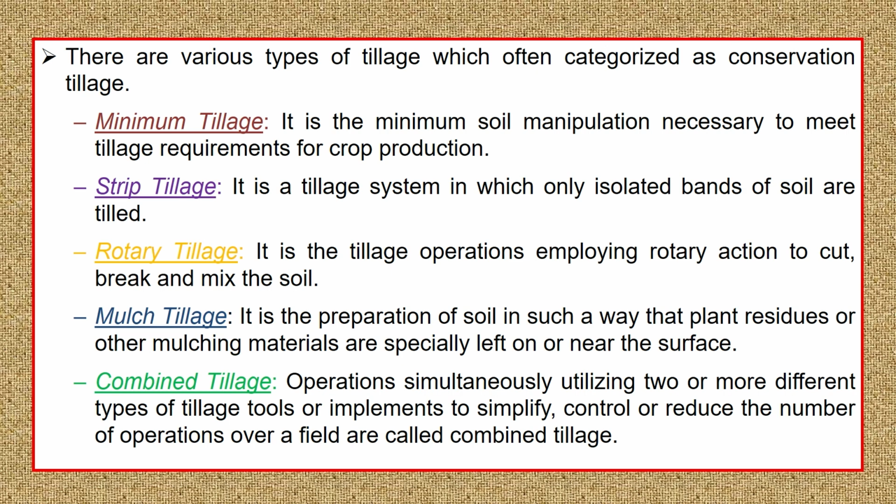So this is how you can also classify the types of tillages. So these are all need based. So basic types of tillages are primary tillage and secondary tillage.